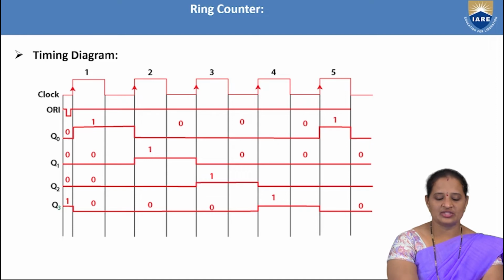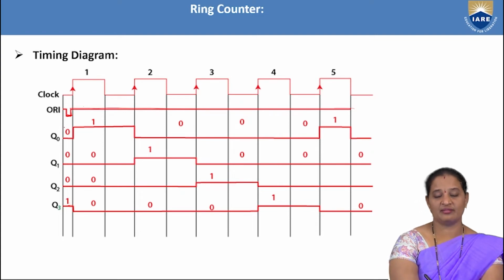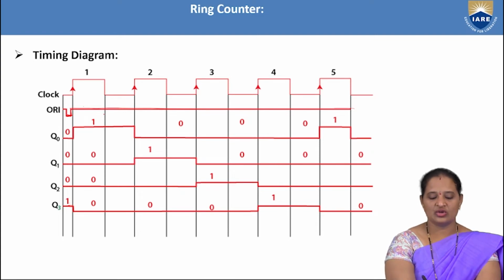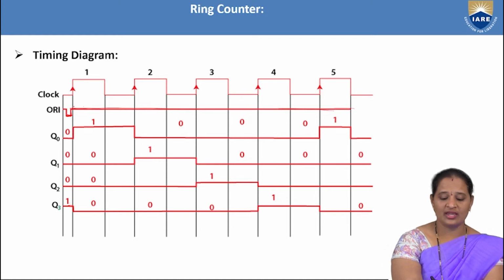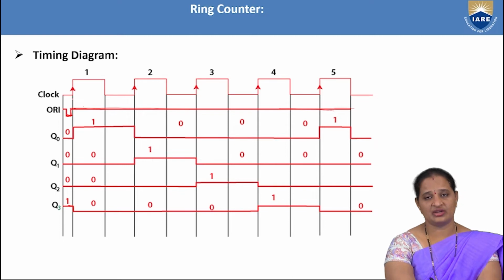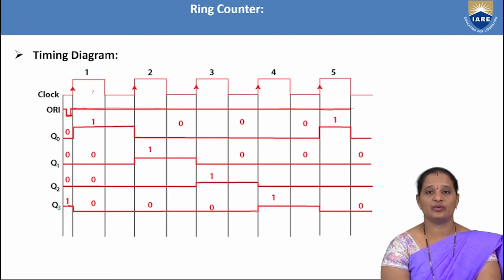Now initially I am considering ORI as 0. This is low, and then this is high. When it is low, the last flip-flop is set, that is Q3 is 1 and the remaining all are 0. Now I am making ORI high. When ORI is high, if it is a positive edge triggered flip-flop, then the last flip-flop will be changed to 0.